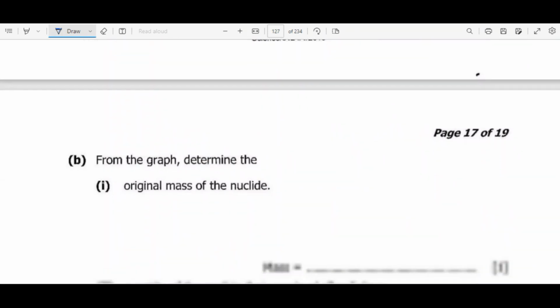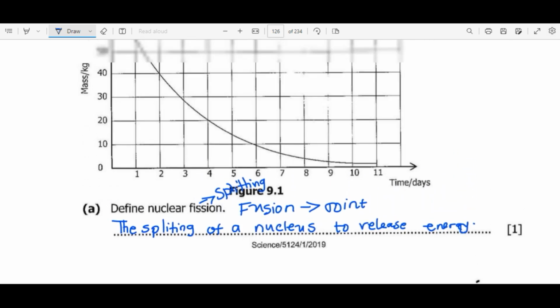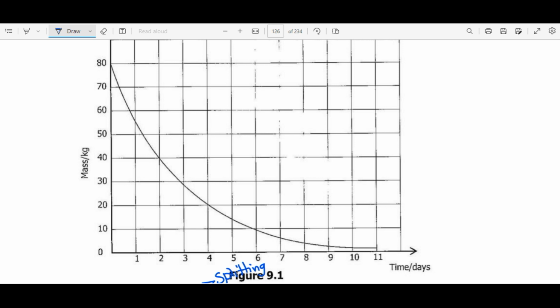Now we move on to question B1. From the graph, determine the original mass. So the mass before any decay. So how do we use the graph to determine the original mass? The original mass is gotten from the y-axis because this is where the mass is. Then before the decaying, the mass was 80. So we can call this point our initial. This is where the curve is touching the y-axis.